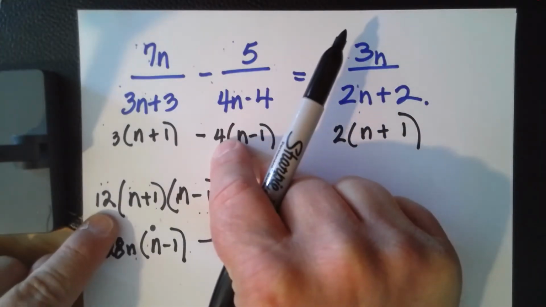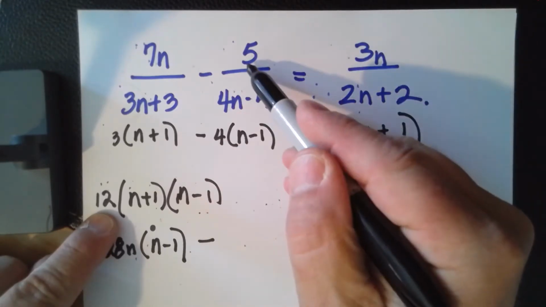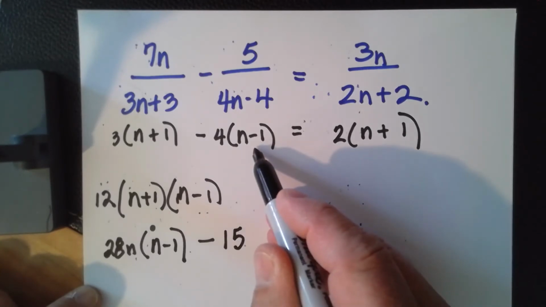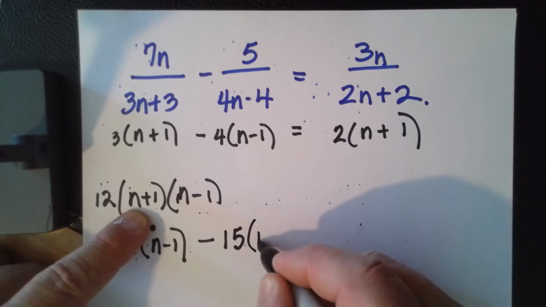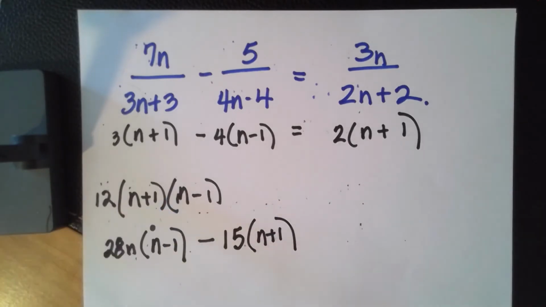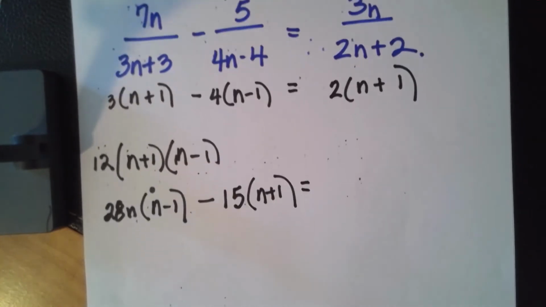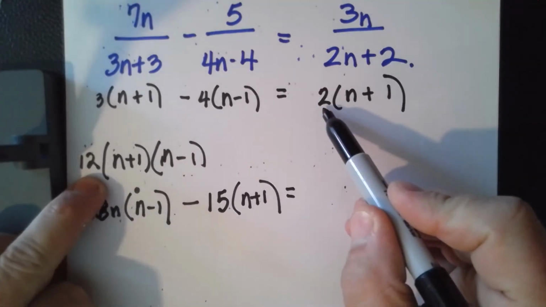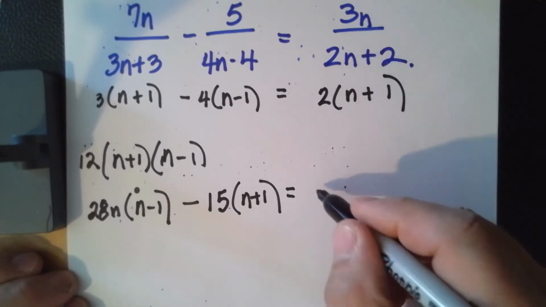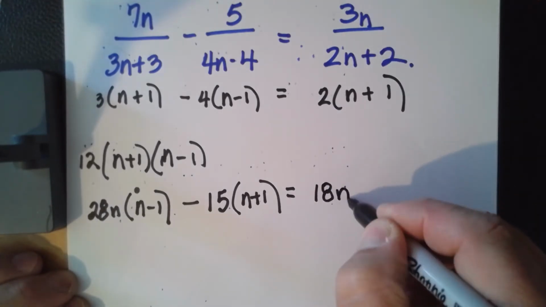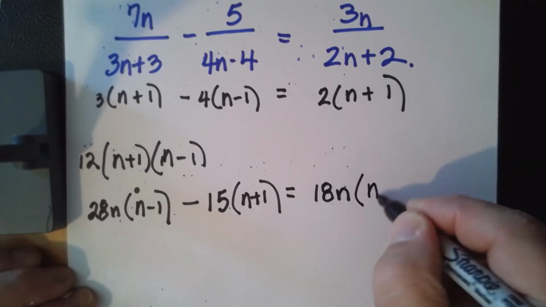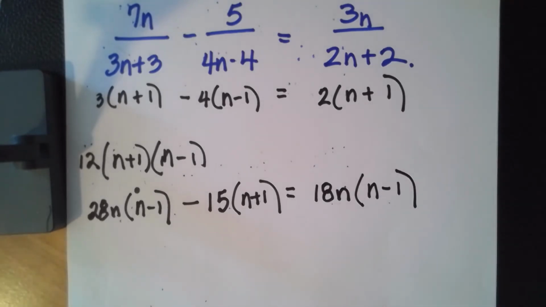4 goes into 12 3 times, and 3 times negative 5 is negative 15. I have an n minus 1, but I don't have an n plus 1, so I need to multiply it by an n plus 1. All of that is going to equal the other side of my fraction here. Okay? And I'm going to do the exact same thing over here. 2 goes into 12 6 times, and 6 times 3 is 18, and I got an n on this one. I got an n plus 1, but I don't have an n minus 1, so I have to multiply this by n minus 1. Okay, there's my equation.